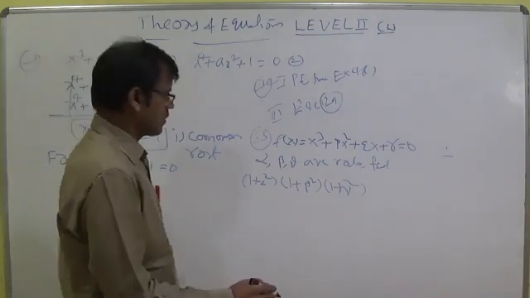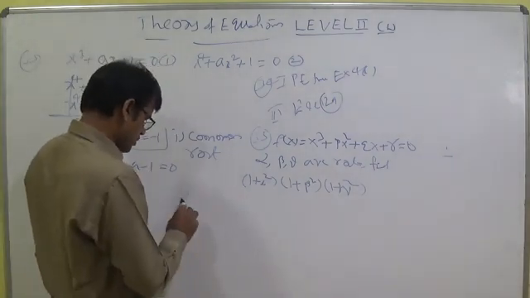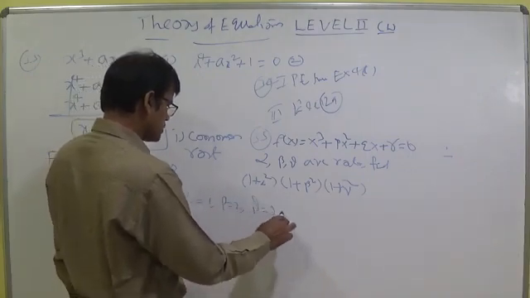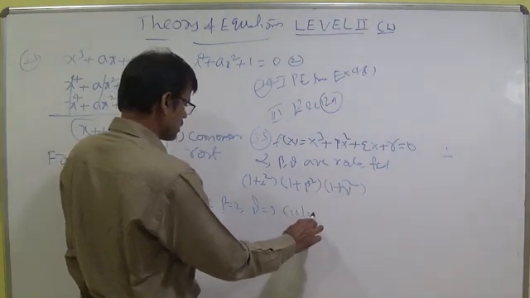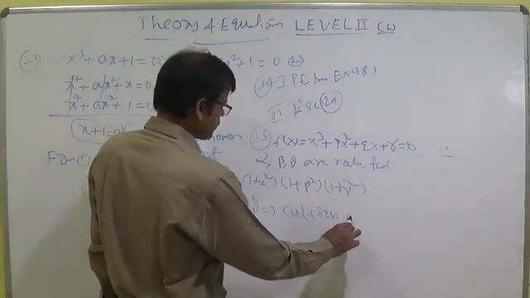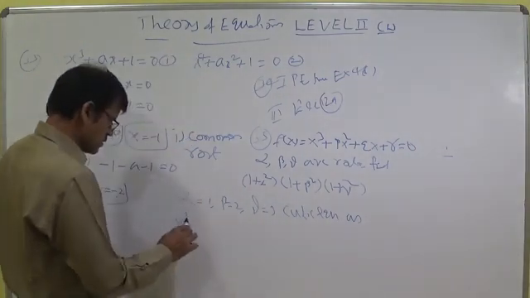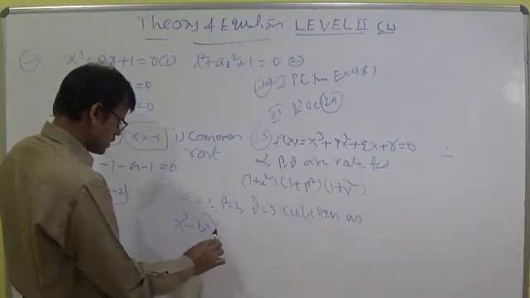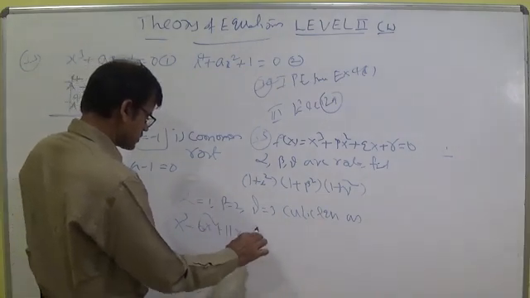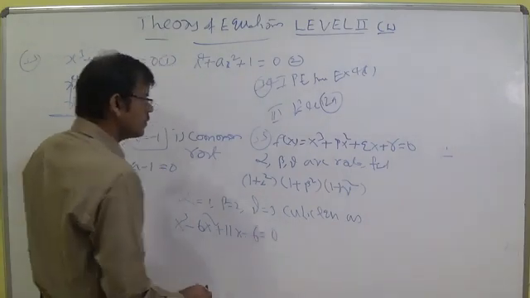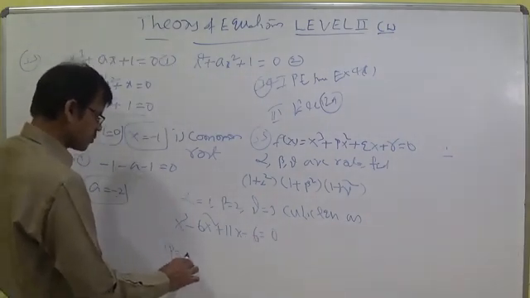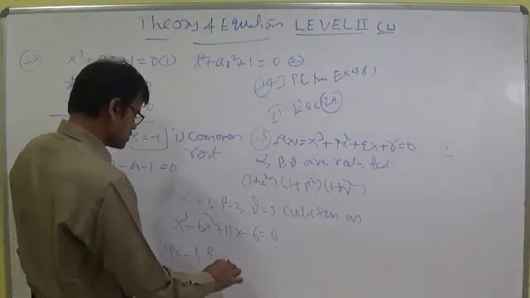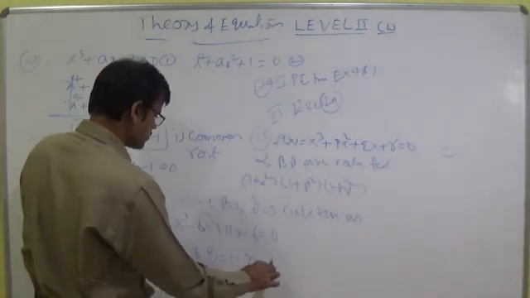So better to take alpha, beta, gamma as numbers. Alpha is equal to 1, I am thinking, beta is equal to 2 and gamma is equal to 3. Then you can write the cubic equation as x cube minus 6x square plus 11x minus 6 equal to 0. So depending upon the p, q, r values, you can write p is equal to minus 6, q is equal to 11, r is equal to minus 6.